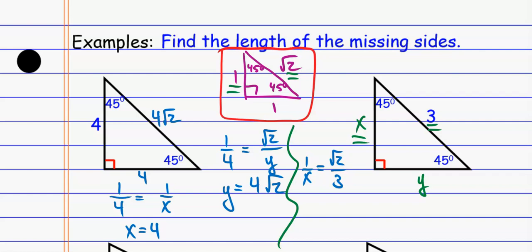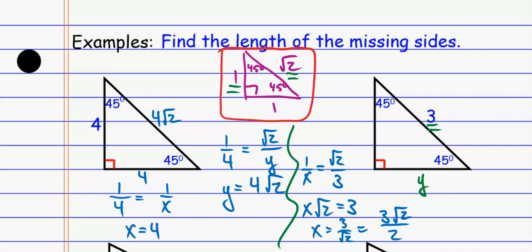So I cross multiply, that gives me an x times root 2, so I'll write it as x root 2 equals 3. I divide each side by root 2, so I get 3 over root 2. The only thing that I have to do here now is rationalize this denominator. If I rationalize the denominator, multiply by root 2 over root 2, that gives me 3 root 2 over 2, okay? And so that's my value for x.